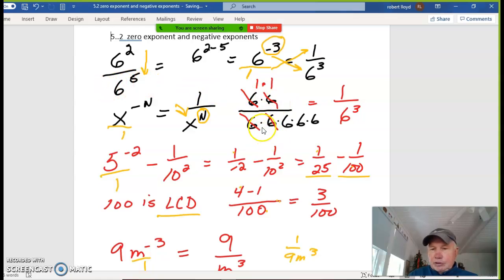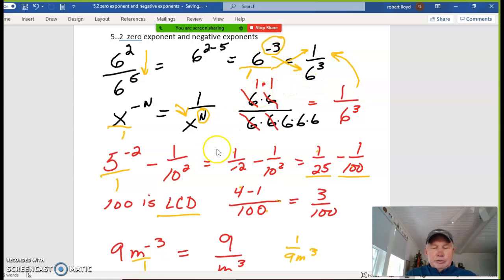6 to the fifth is 6 times 6 times 6 times 6 times 6, all multiplied together. And if we cancel, we end up with 1 over 6 to the third, the same thing we had here. So when you have a negative exponent, they have to change position.